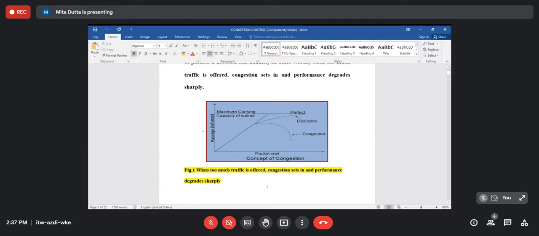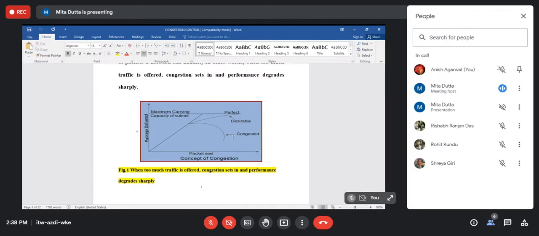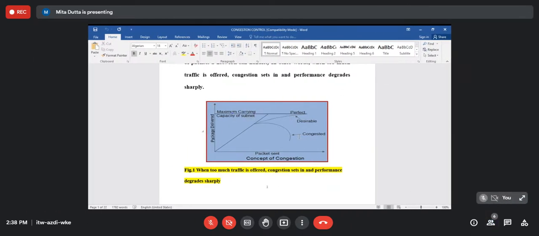Now, if there is too much traffic and the network cannot deliver any packet, then the network is congested, and this curve is shown when there is too much traffic on the network. So congestion is shown by three situations: when the number of packets sent is proportional to the packets delivered, then the situation is perfect or normal.